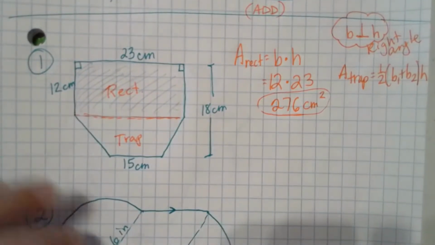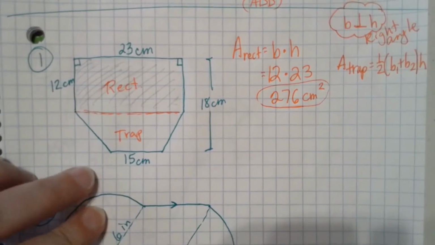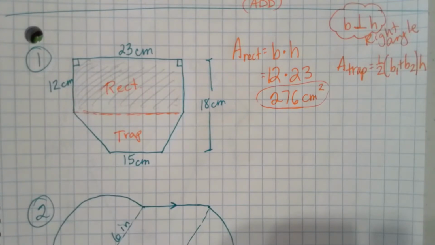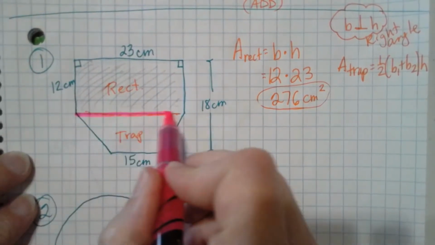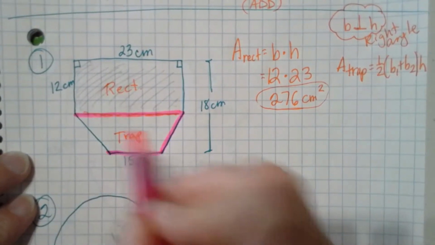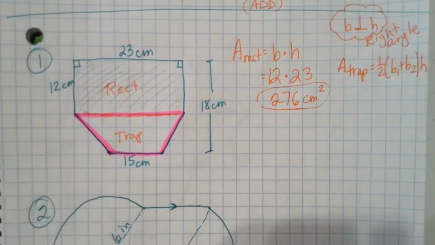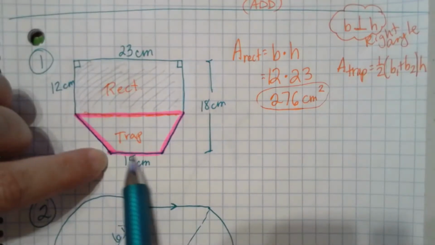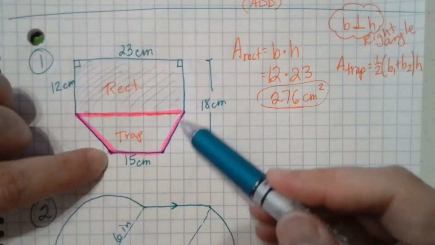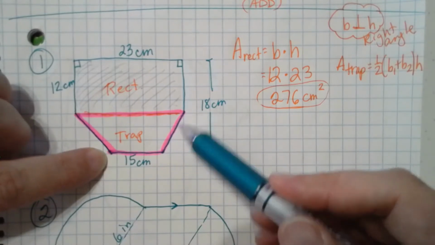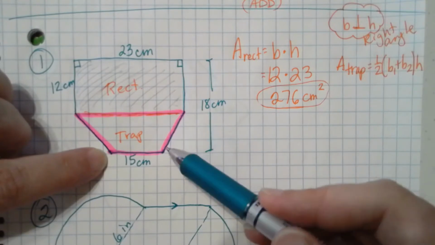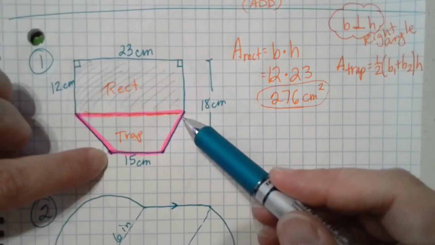All right, 1/2 base 1 plus base 2 times the height. In this case, the trapezoid is this piece right here. This is the only thing that we're looking at. So when I trace those sides, do I know how long those edges are? I know this piece is 15. Do I know how long this diagonal is? No. Do I care on a trapezoid how long that diagonal is? No. As long as I know what the height is.